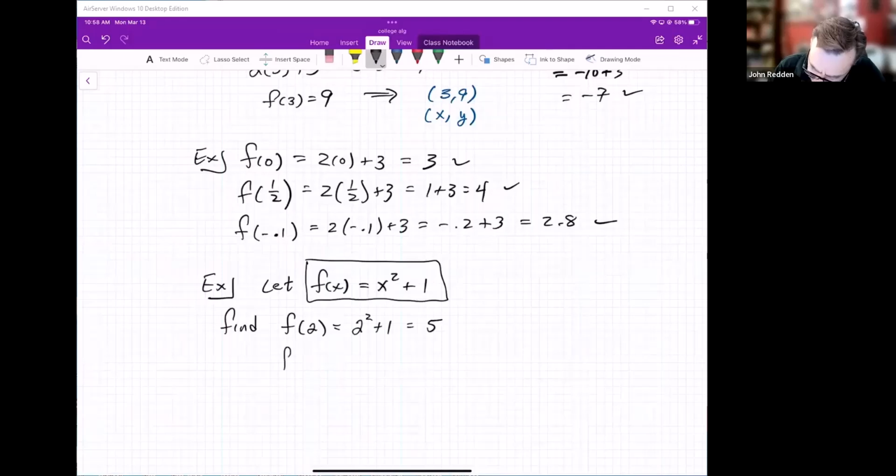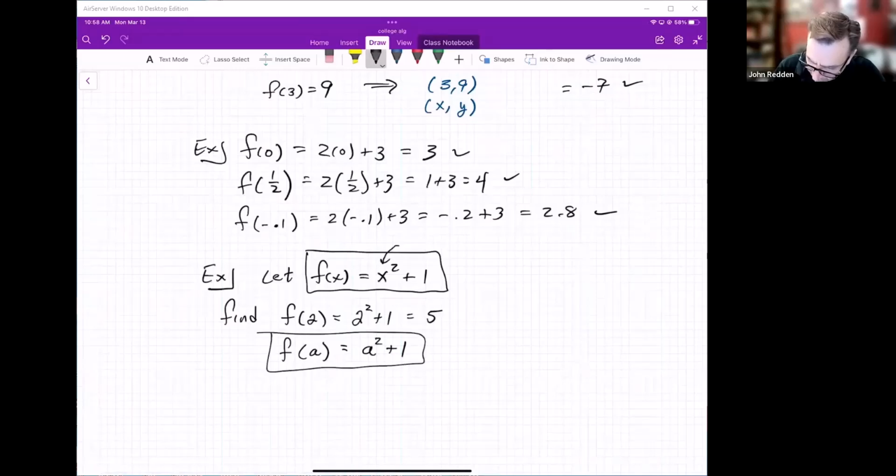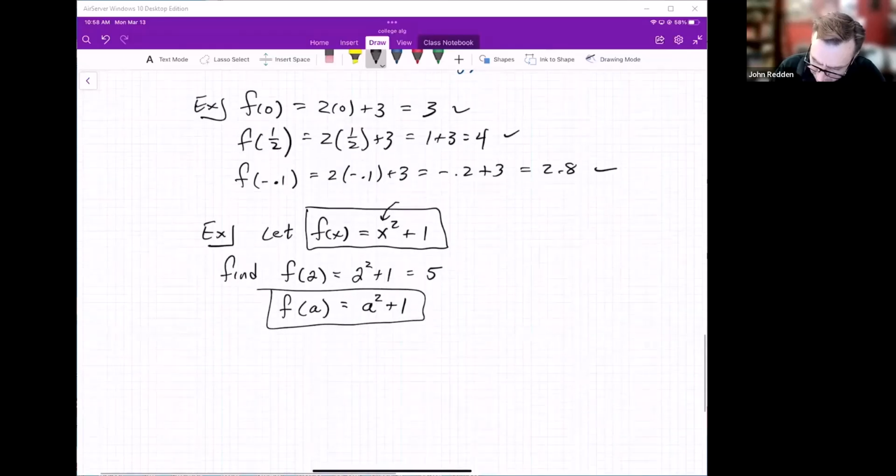But it might actually say find f of a. Okay, so it may not be a number. And so we're going to plug a variable a in wherever we see an x. So in this case, we're going to get a squared plus 1, right? Because wherever we see an x, we're plugging in a. And then that doesn't simplify any further. That would be as far as you can go. However, sometimes it does simplify further.